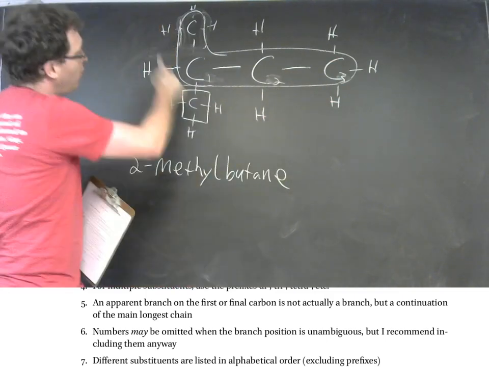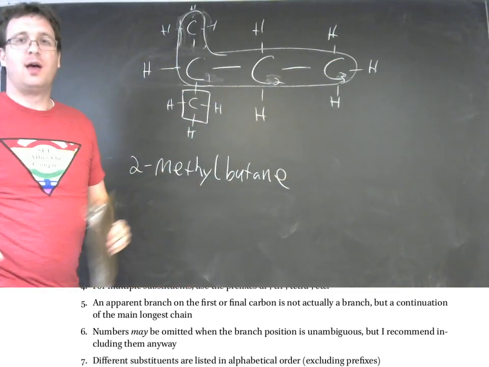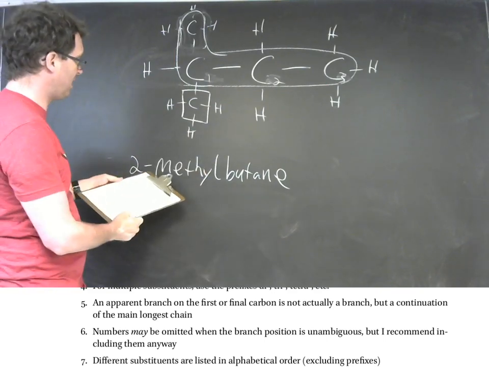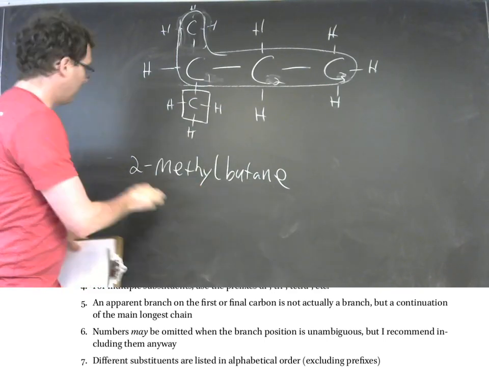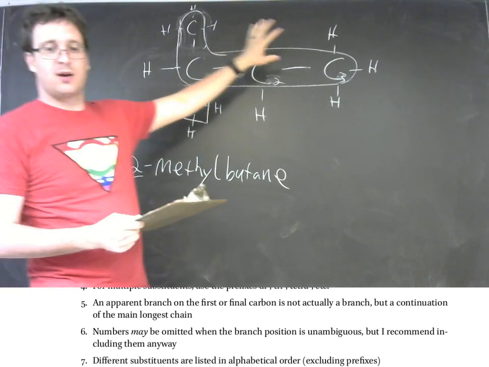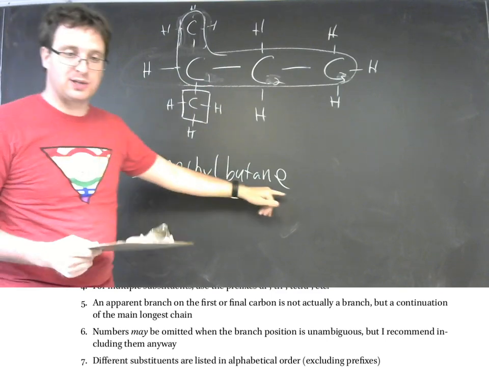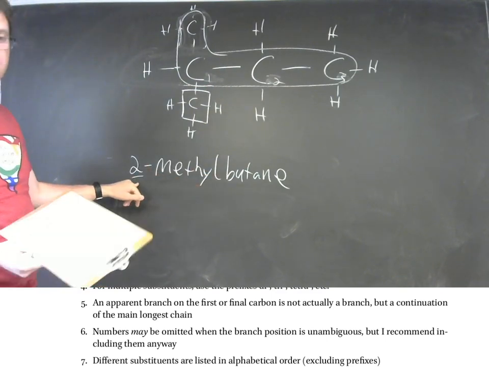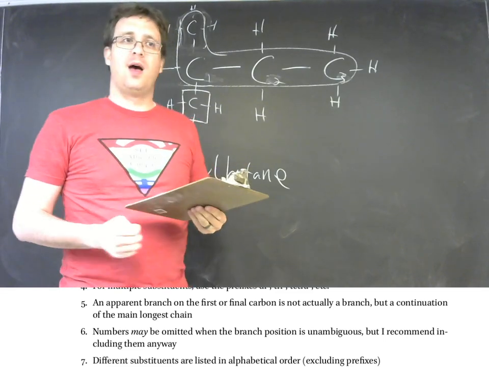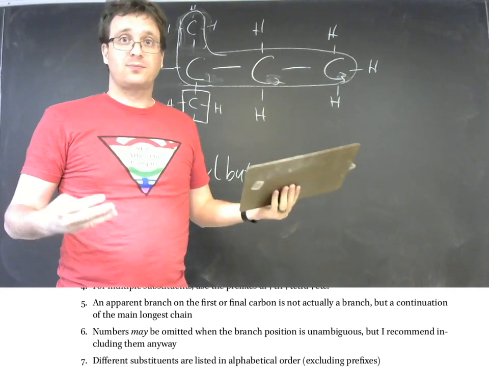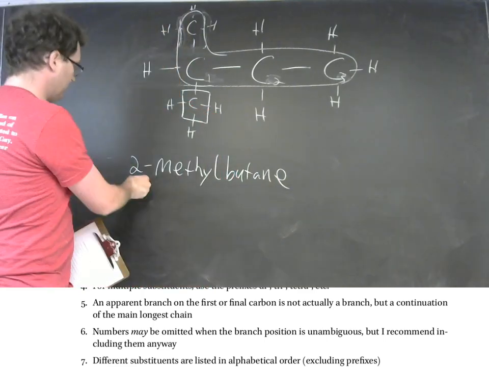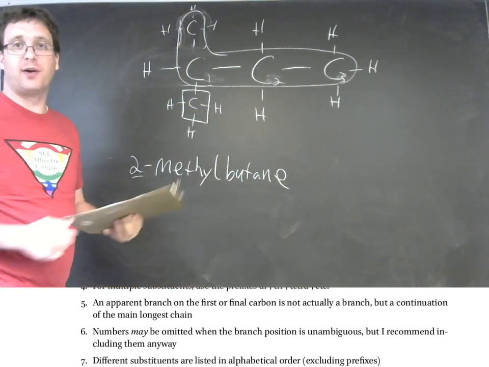There is no place we can put that carbon where it's still going to be a methylbutane, any place we put this carbon where it is still a methylbutane, it will always be in the second position. The same sort of thing with methylpropane. Anyway, technically you can omit the number, but I actually recommend that you just put the number there anyway.